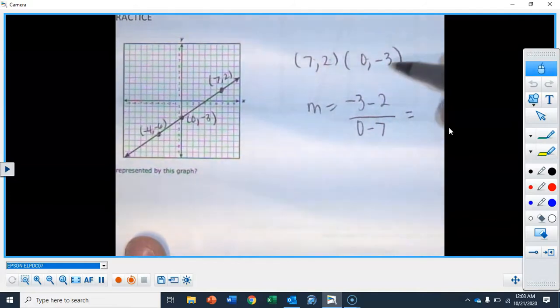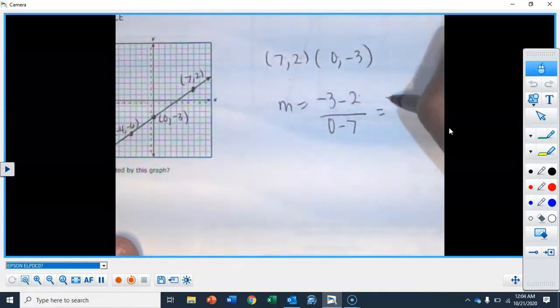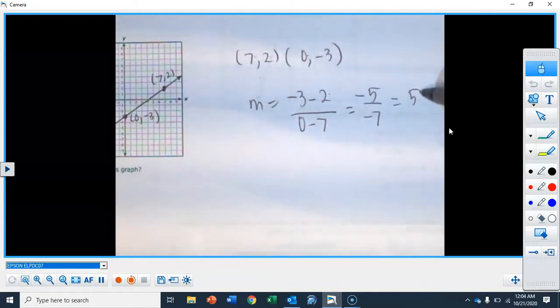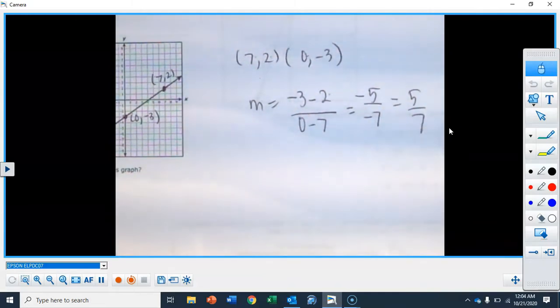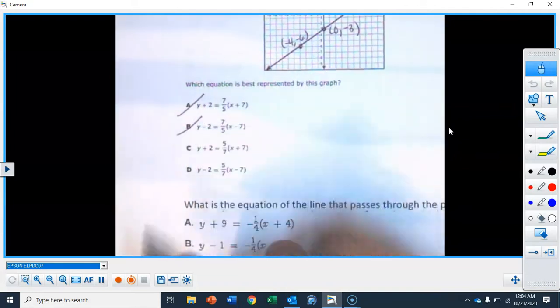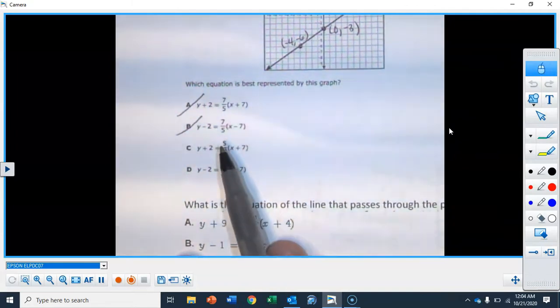So here's what we got. This is -5 divided by -7, which changes to +5 over 7. So that's my slope, right? And so when I look at my answer choices, it's not A, and it's definitely not B. It has to be between C and D because of the 5/7.